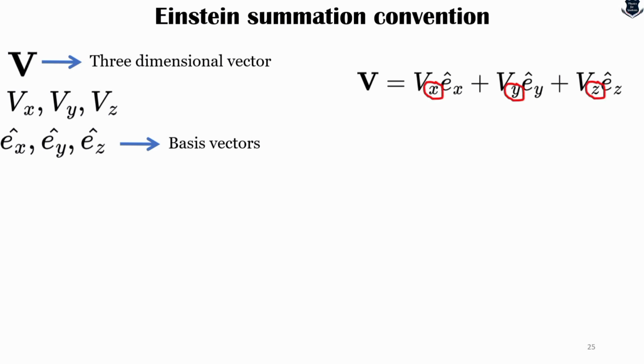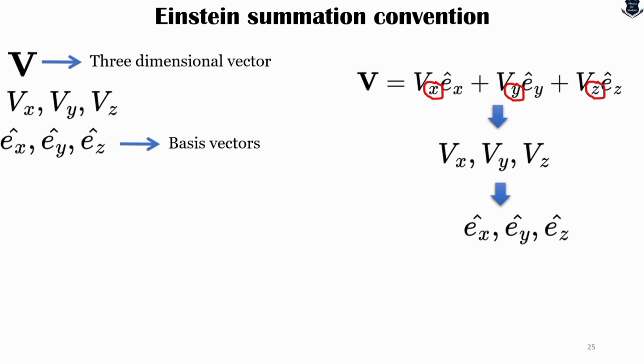The X, Y and Z subscripts, which you can see I have marked in red, are indices, allowing us to identify the three components V sub X, V sub Y and V sub Z. Similarly, these X, Y, Z subscripts let us identify the basis vectors E sub X, E sub Y and E sub Z. In a clearer manner, we can always write it like this, right? V sub I, E sub I, where the index I can take values 1, 2 and 3 for three dimensions, let us assume for the time being, right?